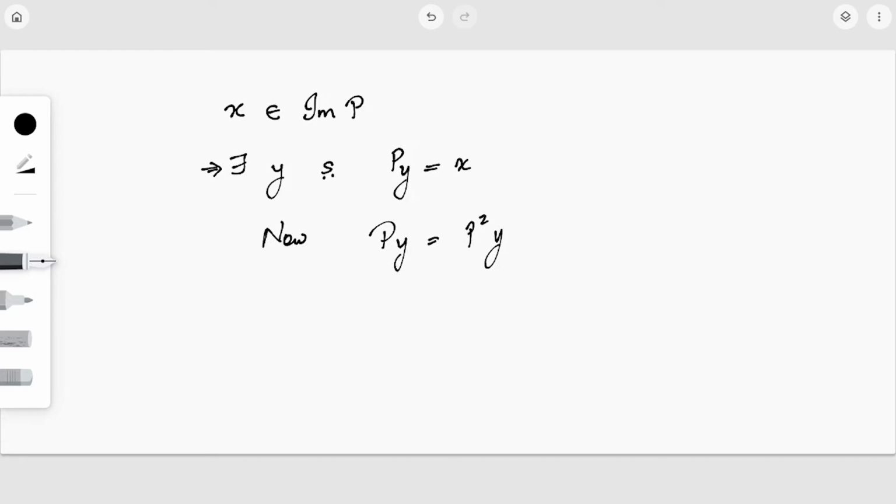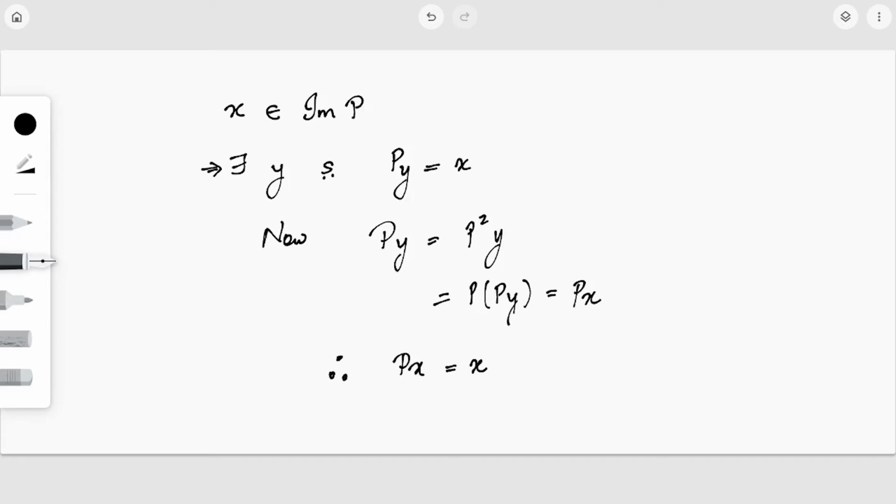Now what is P square of y? I can write P square of y as P of P of y, and since P of y is x, this is nothing but P of x. So I get P of y is x and P of y is also P of x, and therefore I get P of x equal to x. Such a simple property to prove.